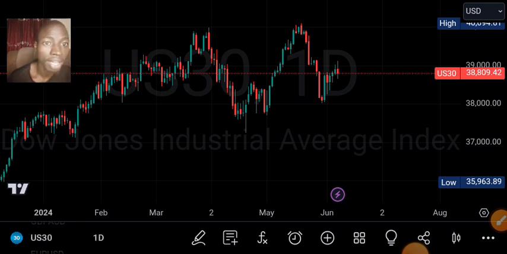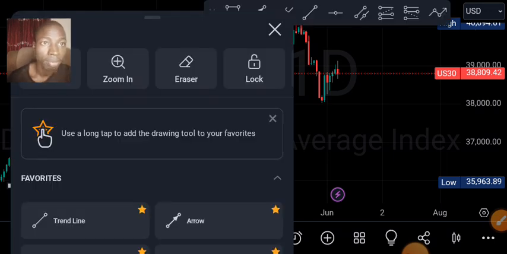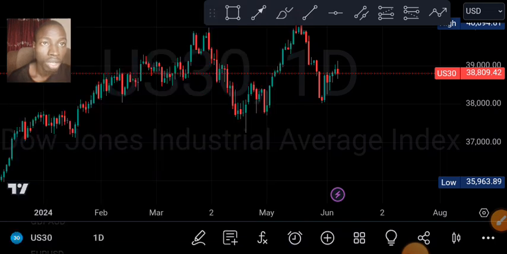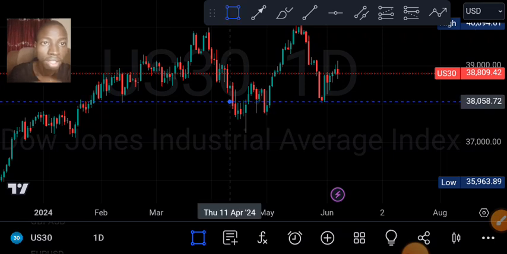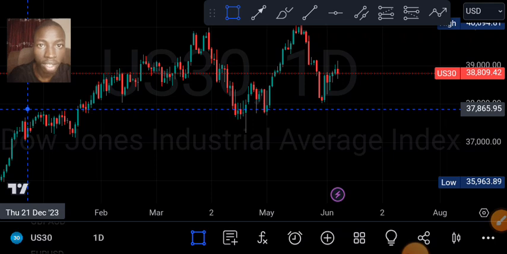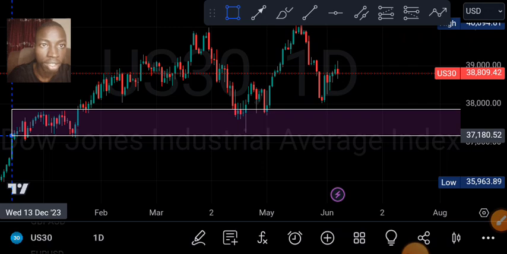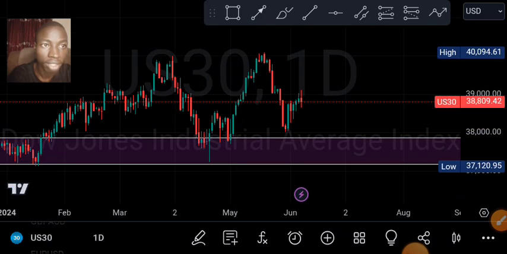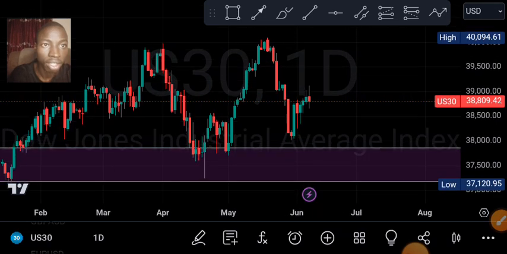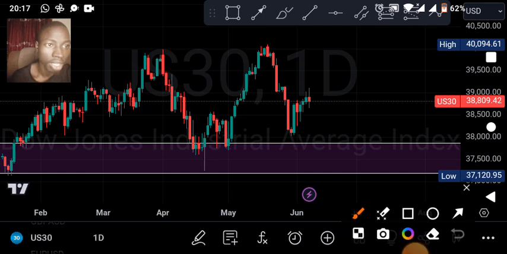So let's begin with outlining the zones of demand and supply. These are daily charts, so I'll identify these zones very quickly, so that we can move really quickly. As you can see, the market has reacted from this area of demand on this daily chart some few days back.